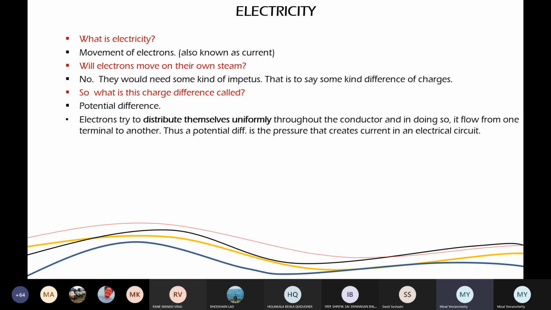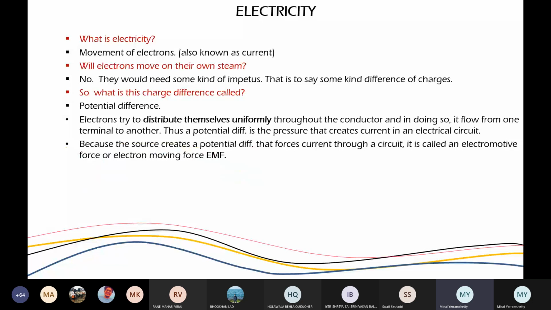We have done this in our physics classes, right? I'm really not going into the theory. I think I'm not the right person to tell you the theory about this. Or rather, I've forgotten about it. The source creates a potential difference, from where the source emits electricity. It could be anything: solar, thermal, nuclear, whatever. That force forces current through a circuit.